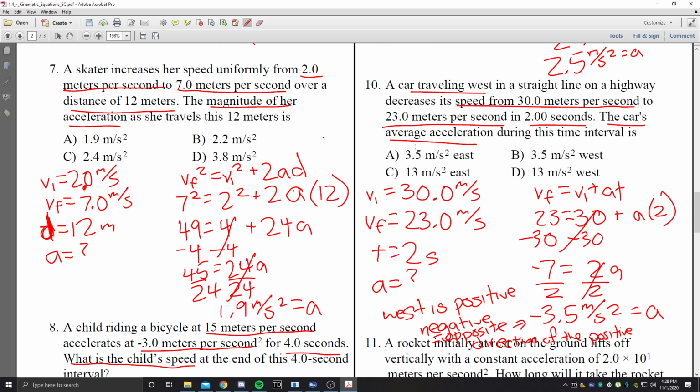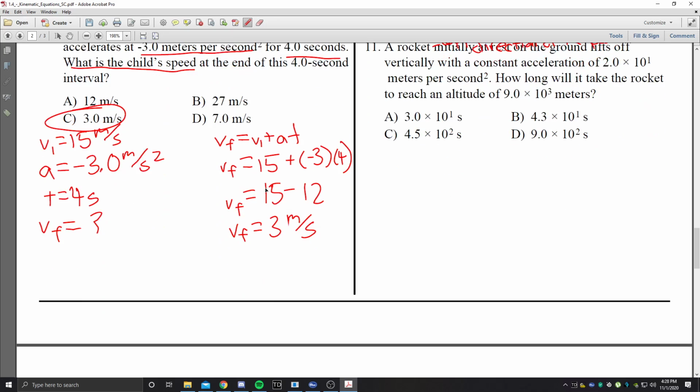So if your negative direction is the opposite direction of positive, and west is your positive direction, then that must mean your negative direction is east. And so the answer is A.